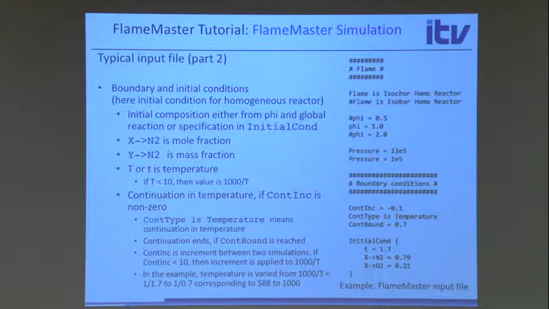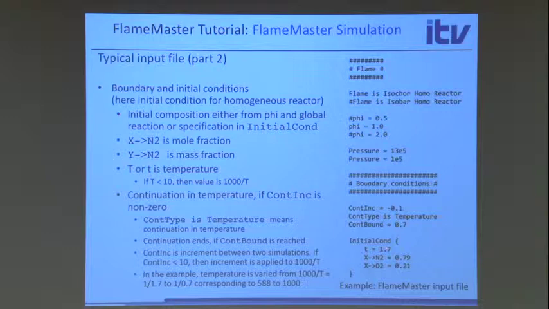And then there's a continuation here. The type is temperature. So this tells the code, I want to do not just one simulation. I want to do one and then continue to the next one. And the continuation parameter is the temperature, the initial temperature. The increment from one solution to the next is 0.1. So this will do 1.7, 1.6, 1.5, and so on.